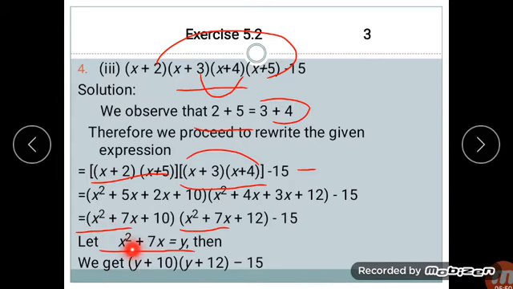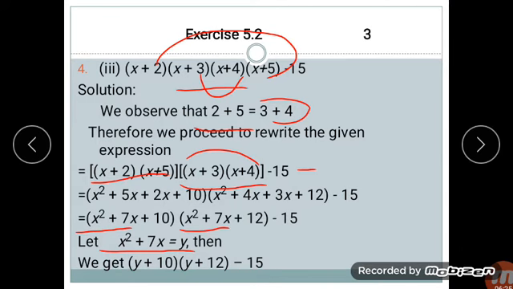So instead of x square plus 7x, we can put y, then plus 10 will be written as it is. Instead of x square plus 7x, we can put y, and plus 12 will be written as it is, minus 15. Now we can compare these two expressions. You can see here that we had three terms, but we have converted this bracket into two terms. It is easier to solve two terms than three terms. So we have applied this method of letting these two terms equal to one term.